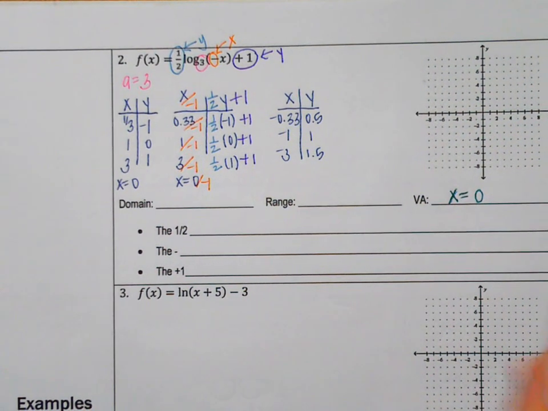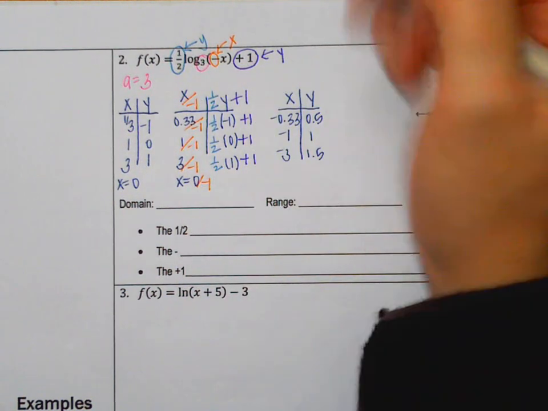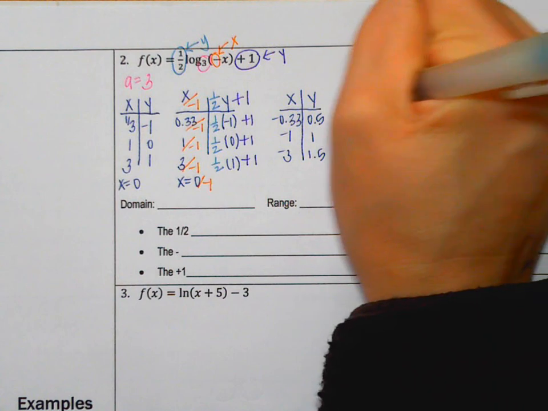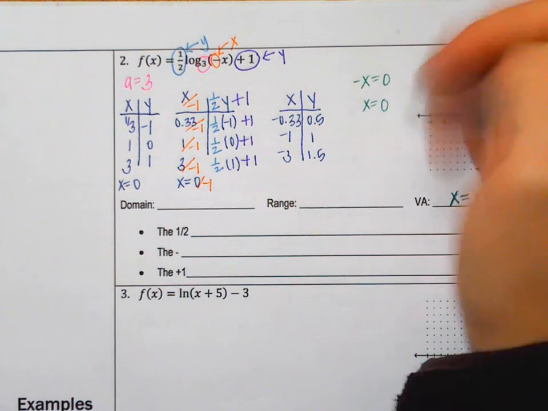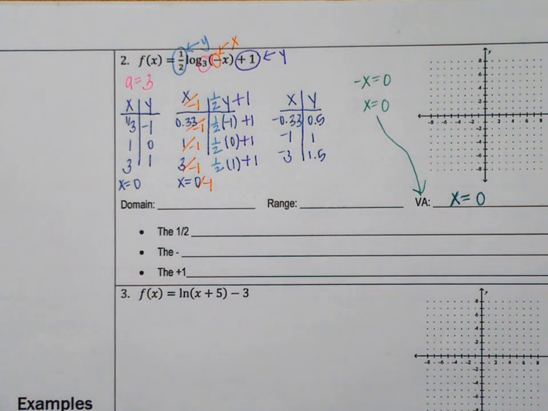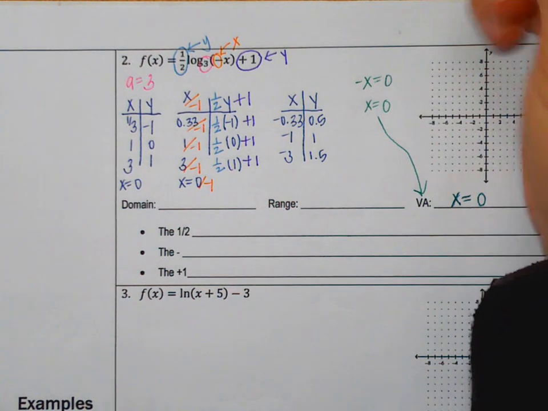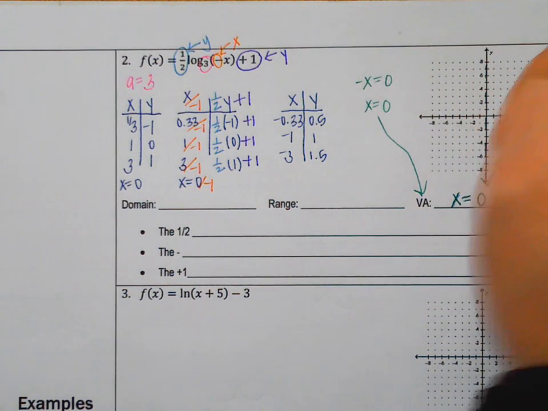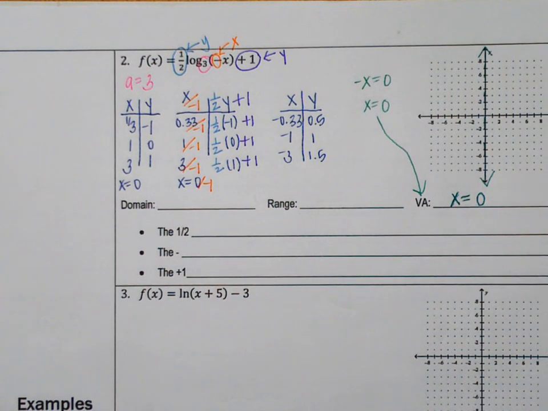Okay. Again, you could just take the argument, -x, set it equal to 0, divide both sides by -1, I get x equals 0. However you want to do it, you do you. So I'm going to graph my asymptote. I'll just draw it here, so it's on the axes. And then I'm going to plot my points.